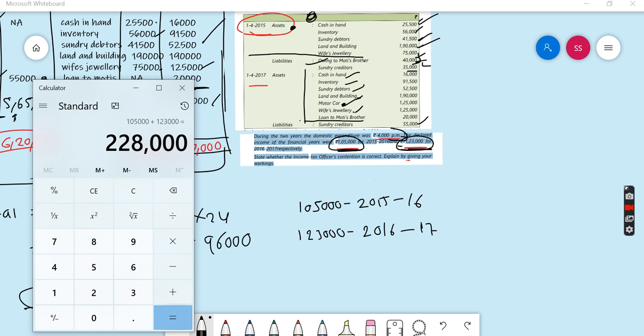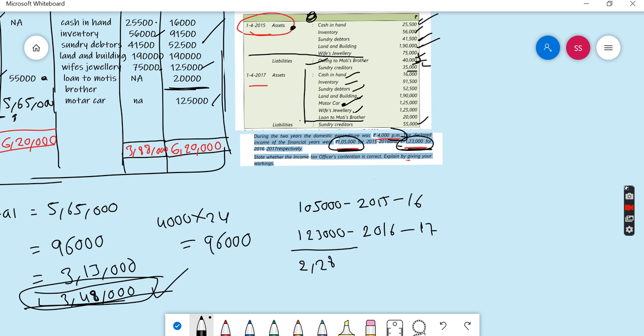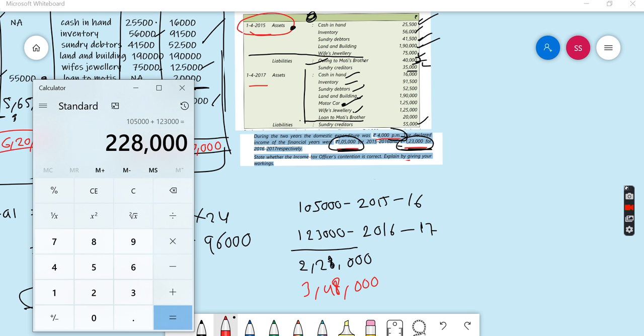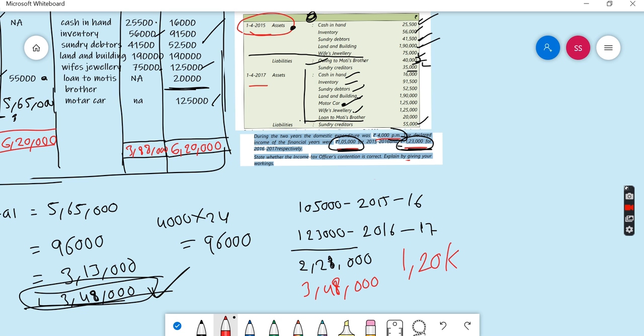So total she disclosed 2,28,000, right? But whereas she got an income of 3,48,000. So if you deduct that, you can find out how much she didn't disclose. That means how much she suppressed. So 3,48,000 minus 2,28,000. That is nothing but 1,20,000. So see, she is suppressing income of 1,20,000.